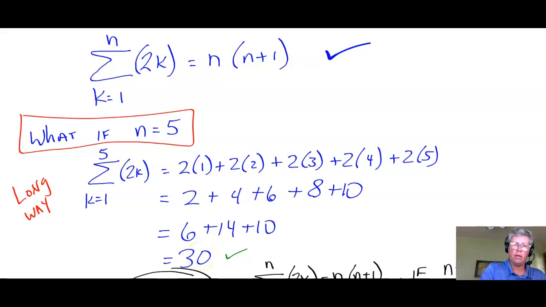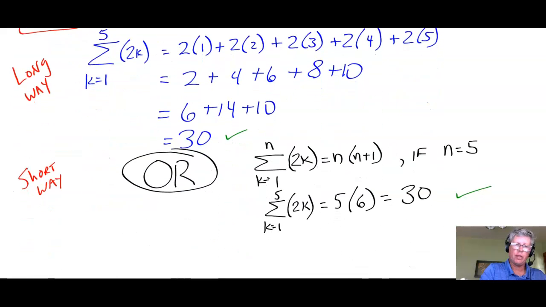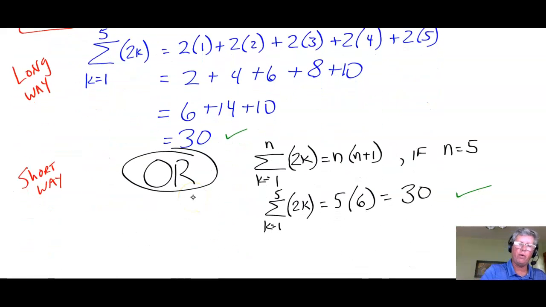Or I can use my cool little formula. The formula says if I want to find the sum of the first n terms, I just plug n into this formula. So if n equals 5, 5 plus 1 is 6, multiply it out, and I get 30. So all of a sudden, this series got a little bit easier to evaluate.